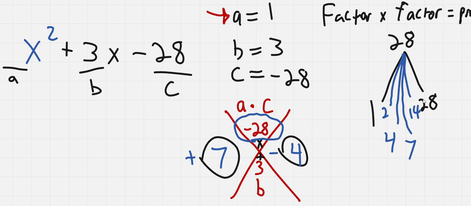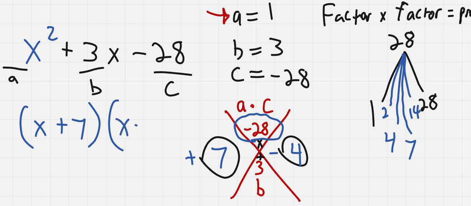All right. Now it's just as simple as writing parentheses x plus 7, because we have a positive 7 there. And then another parentheses, x minus 4. And since these parentheses are next to each other, we're setting them up to be multiplied. That's why we call them factors. They're multiplying to some product. And there you go. That's how you factor a quadratic equation.